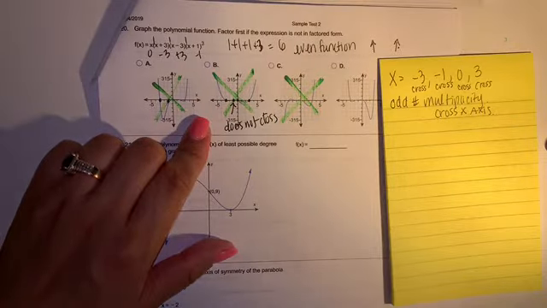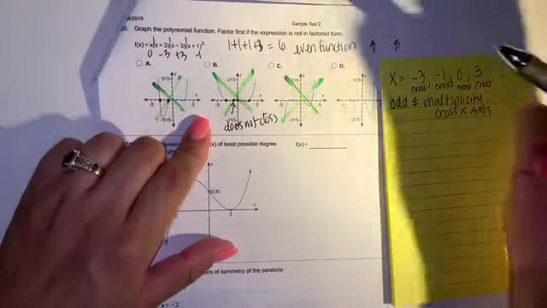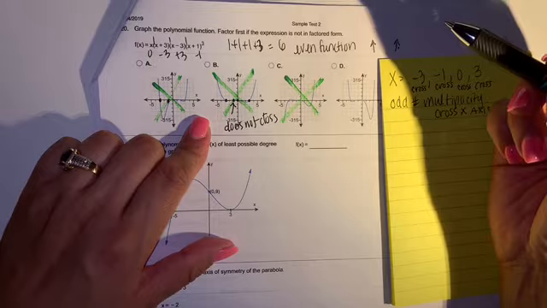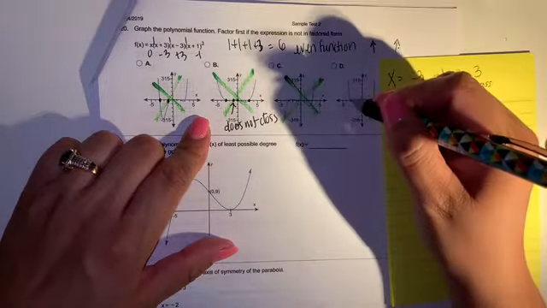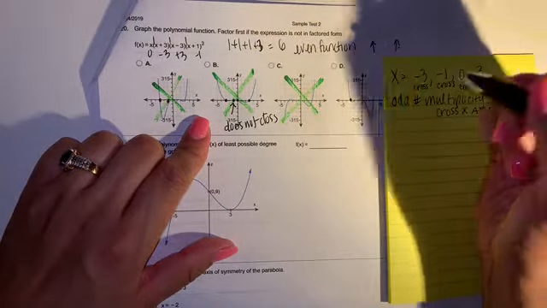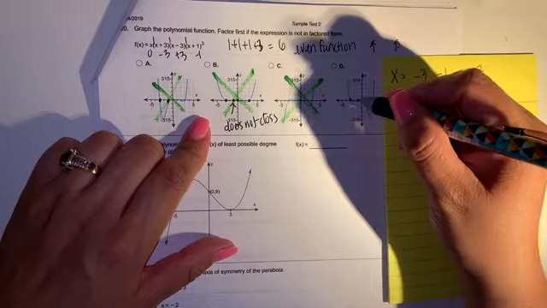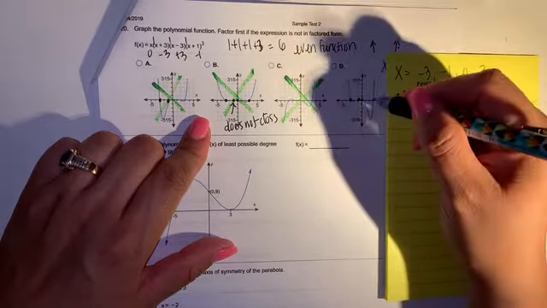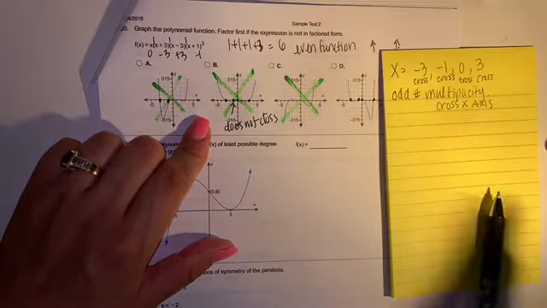Okay. So we know something crosses at 3, something crosses at negative 1, crosses again at 0, crosses again at 3. Your answer is D.